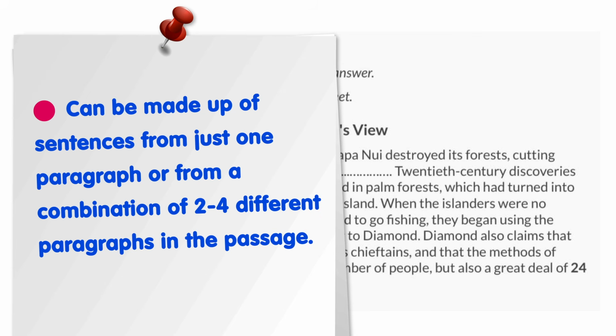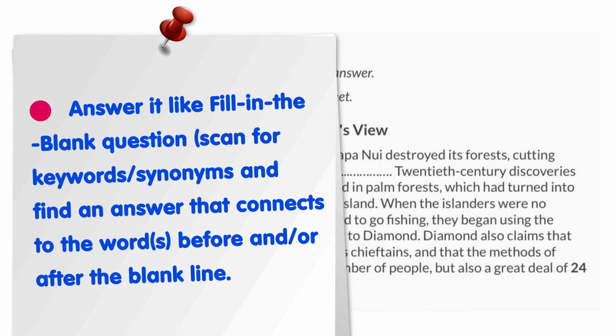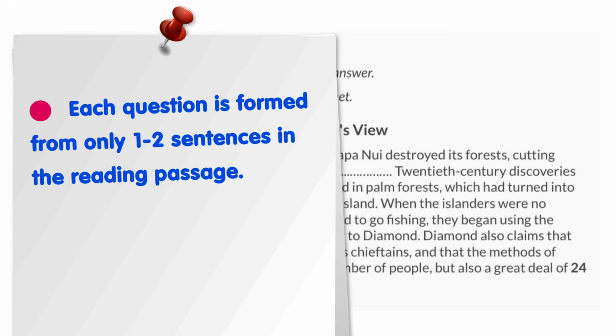And as I said, it can be made of sentences, just one paragraph, or maybe a combination of 2 to 4 different paragraphs. You should answer this question type like a fill-in-the-blank question, right? So you scan for keywords or synonyms, and then you find an answer that connects to the word or words before or after the blank line. Each question is formed from only 1 to 2 sentences in the reading passage.